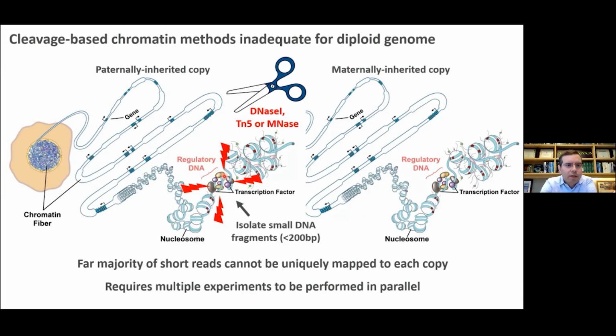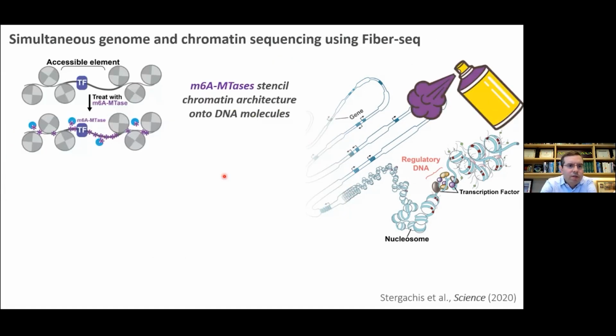So how have we overcome this challenge? Instead of using scissors, we're using spray paint. What I mean by that is that rather than cutting the genome at sites of interest, we take cells and treat them with a non-specific adenine methyltransferase, which is essentially a spray paint that will methylate any adenine base that is not physically bound by a protein with this methylation mark.